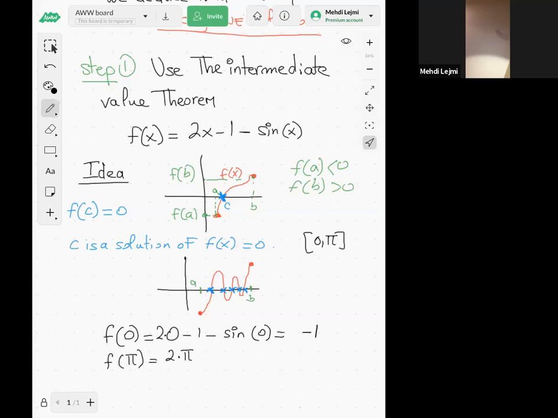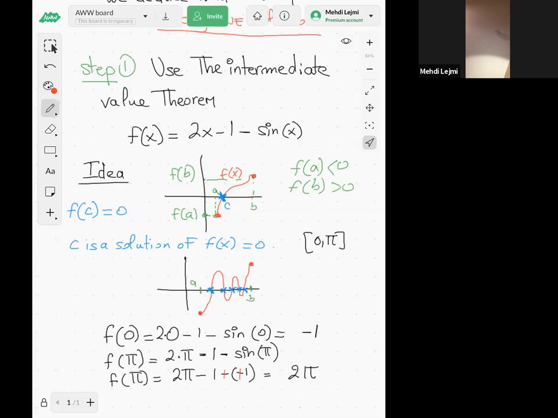So 2 times pi minus 1 minus sine of pi. Sine of the angle pi, that's negative 1. So you're going to have actually f of pi, that's 2 pi minus 1 minus negative 1. So that will be plus 1. So that's negative 1 plus 1, they cancel out. So that's just 2 pi.